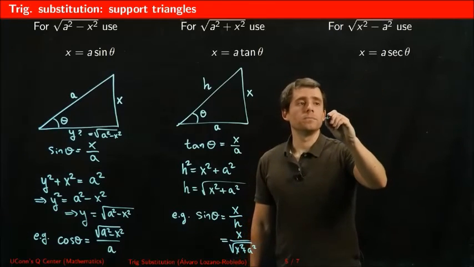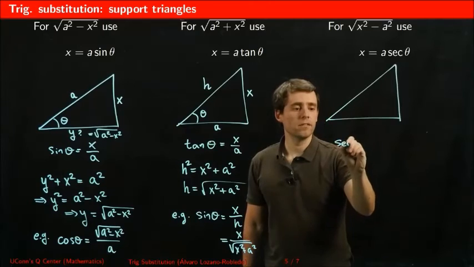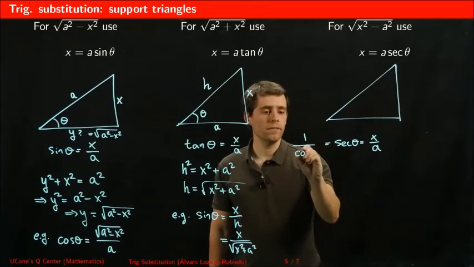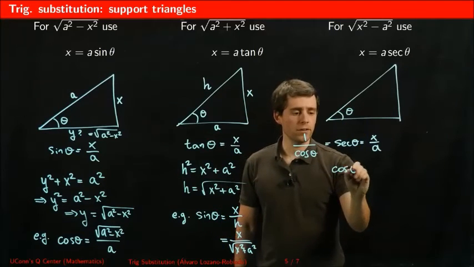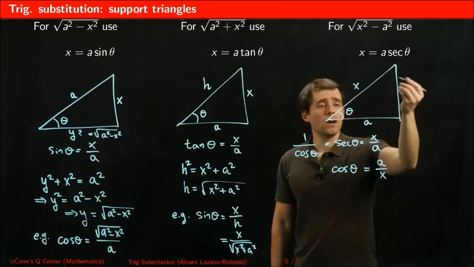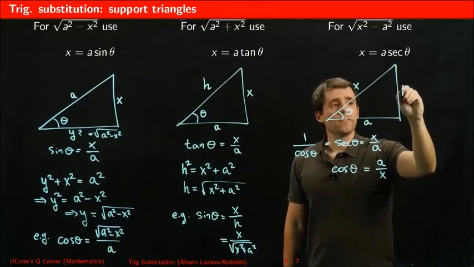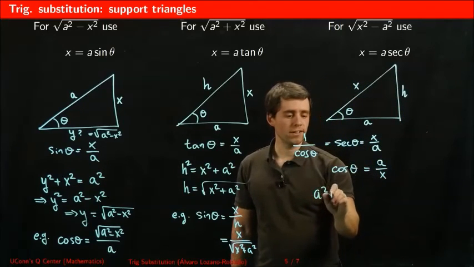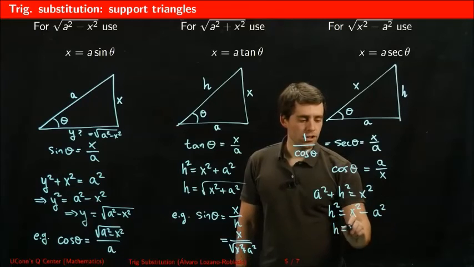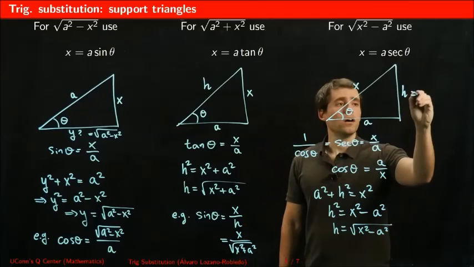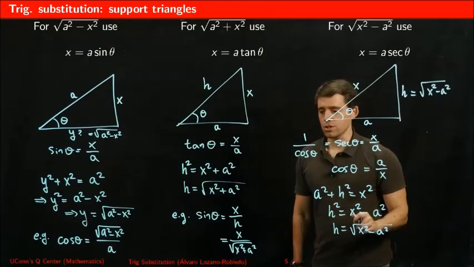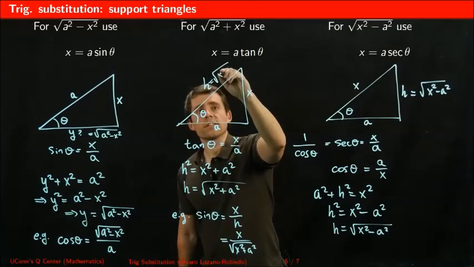And finally, this triangle says that the secant of theta is x over a. That is, the secant is 1 over cosine. So it says that, equivalently, cosine of theta is a over x. So I can write this as a, and this is x. And now this side here, what is this side? Now a squared plus h squared equals x squared. And therefore, h squared is x squared minus a squared. And h is the square root of x squared minus a squared. So this is x squared minus a squared. And again, I can use it to calculate any sort of trigonometric function of theta in my calculations. In the previous one, I didn't write that this was the square root of x squared plus a squared.